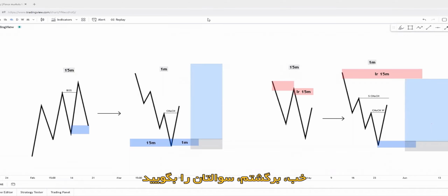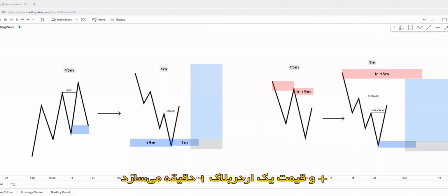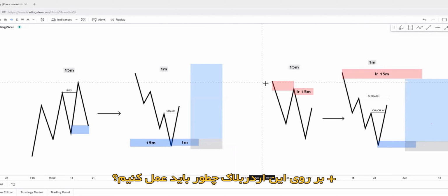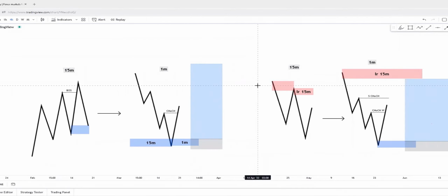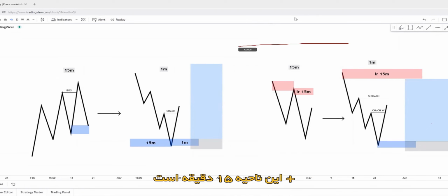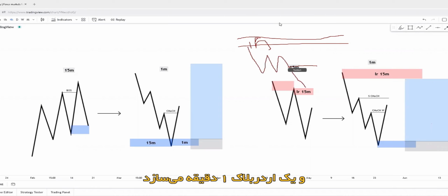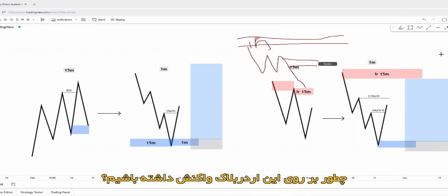Okay, I'm here. Let me hear the question. Marcel, when we have a 15-minute POI and after that price makes a 1-minute order block, how do we react on this 1-minute order block? Sorry, what do you actually mean by this? I mean, can I draw something like this? We have a 15-minute zone. My drawing is bad. Never mind. This is the 15-minute zone and price goes lower and doesn't mitigate the 15-minute zone and makes a 1-minute order block. How do we react on this 1-minute order block?